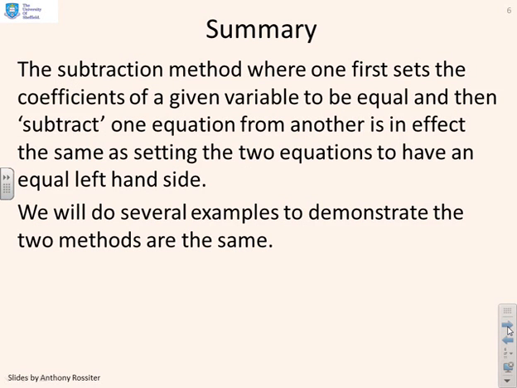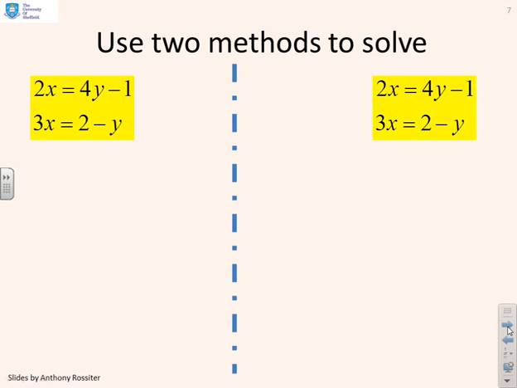So the subtraction method, where one first sets the coefficients of a given variable to be equal and then subtracts one equation from another, is in effect the same as setting the two equations to have an equal left-hand side. You will end up with the same problem. We'll do several examples to demonstrate that these two methods are in fact the same. So here you can see we've split the screen into two, and we'll use method 1 on the left hand side and method 2 on the right hand side and see what happens.